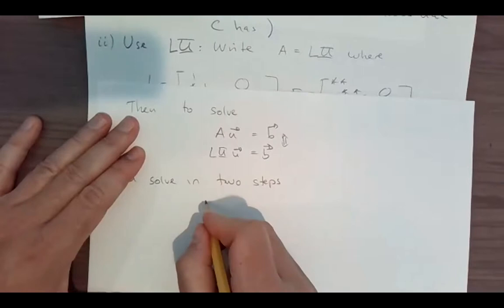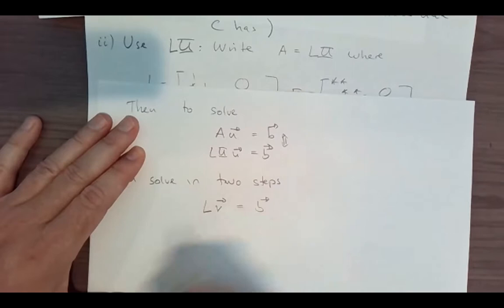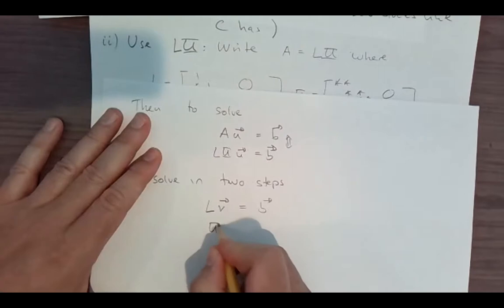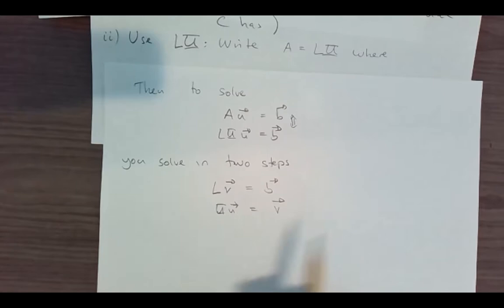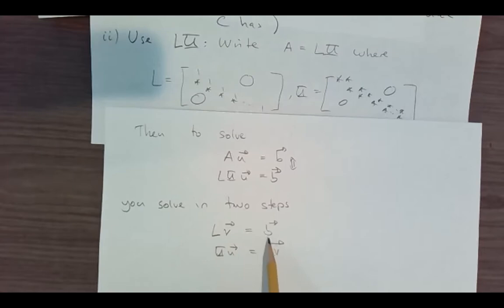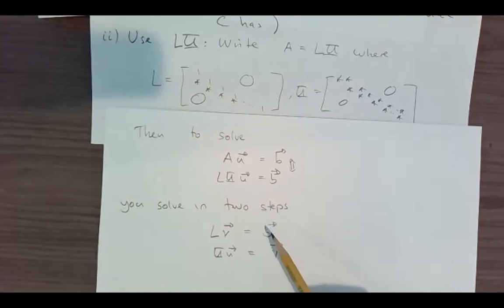First you solve LV equals B. Actually you treat this one here as a V, and then you will do U equals V. And this is much easier because solving the first equations, you can just have a look at what L looks like. There's just a one here and then there's zeros everywhere else. So it's quite easy to solve the first system.